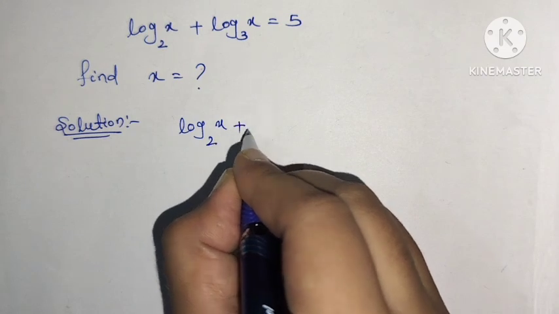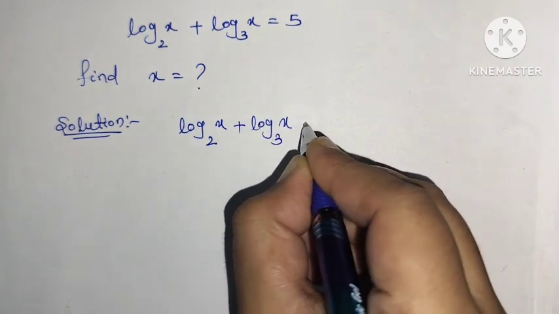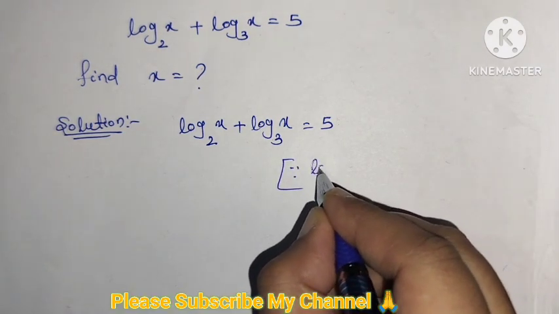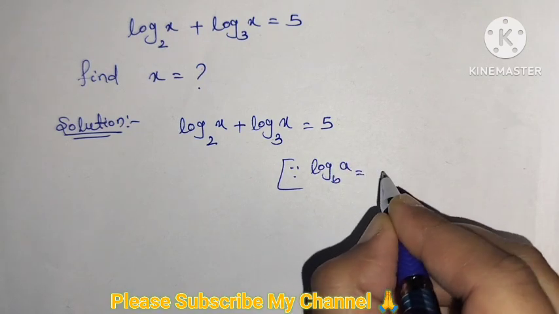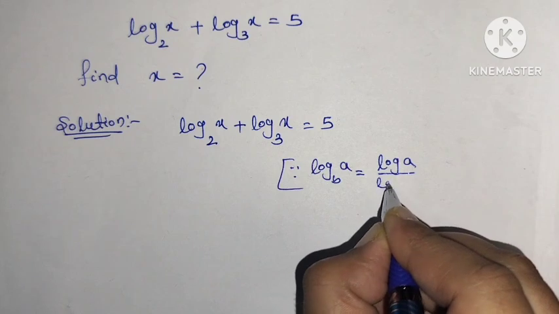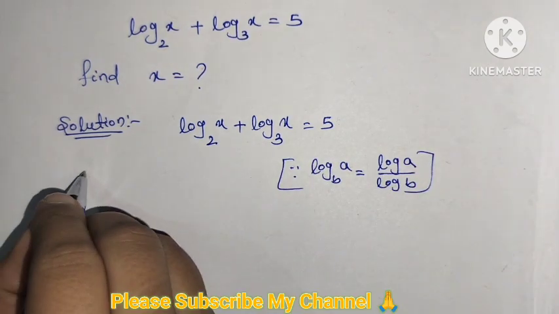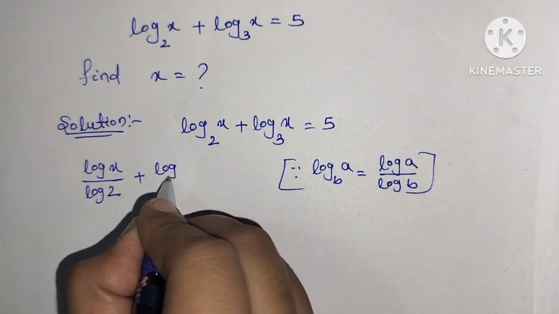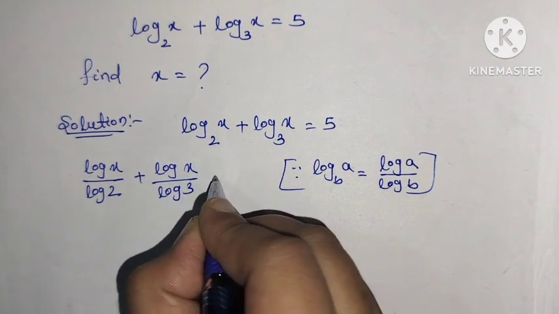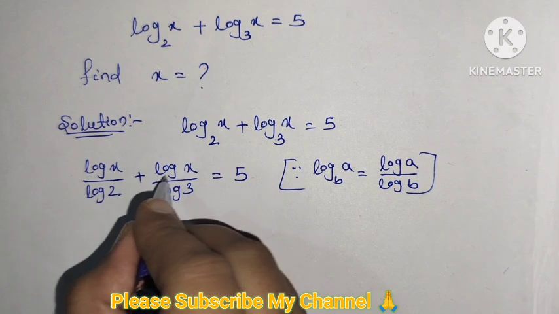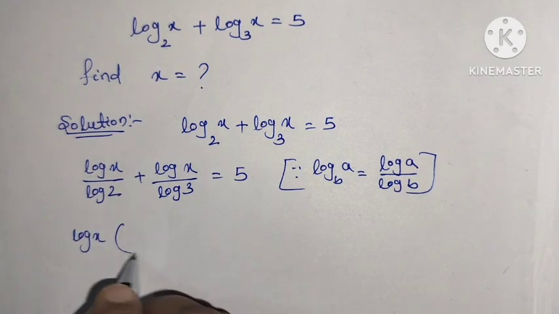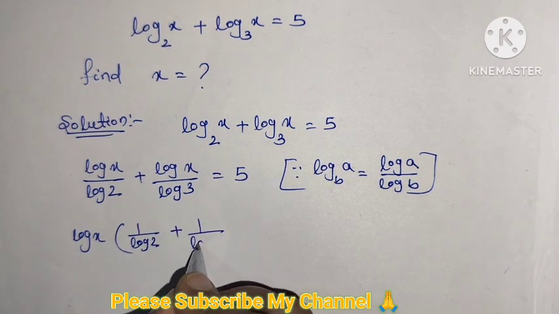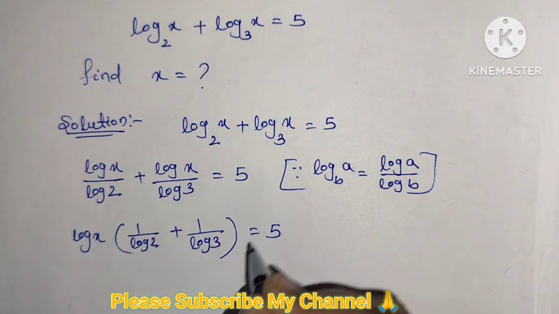Log x base 2 plus log x base 3 is equal to 5. We know that log a base b is equal to log a by log b. We apply here log x by log 2 plus log x by log 3 is equal to 5. We take log x common: 1 by log 2 plus 1 by log 3 is equal to 5.